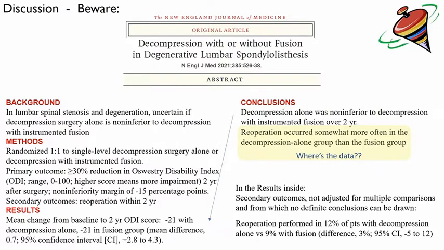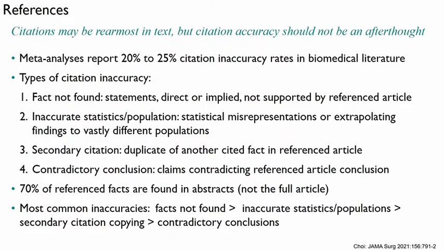And then you look at the data. And it says reoperation was performed in 12% of the patients with decompression and 9% in fusion. No difference. So where did this conclusion come from? Spin. Beautiful example of spin.